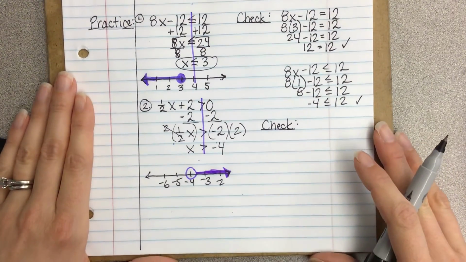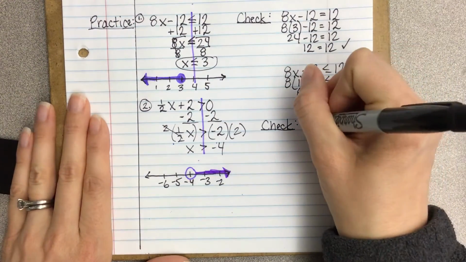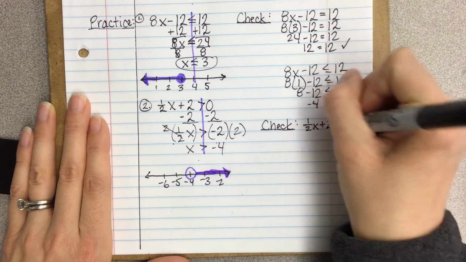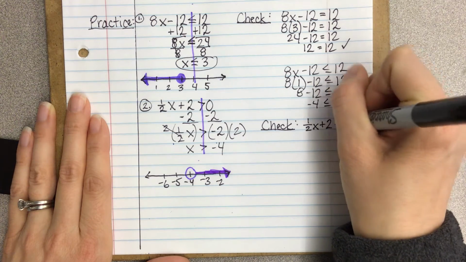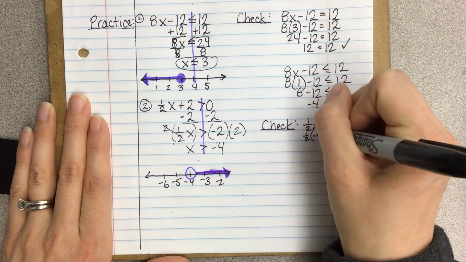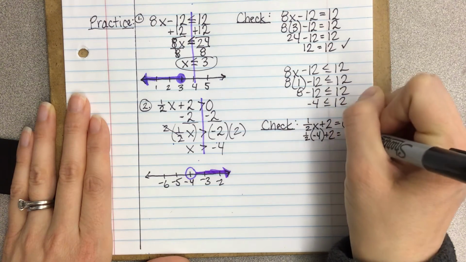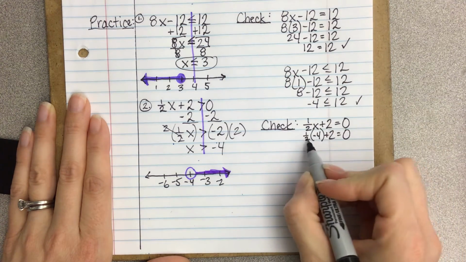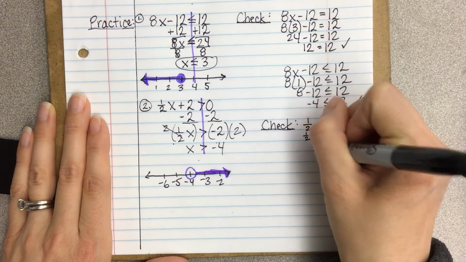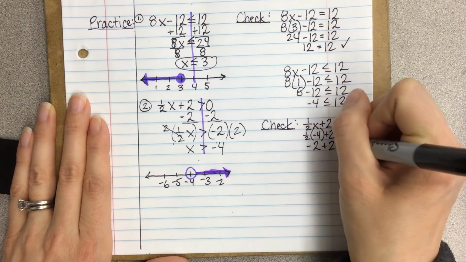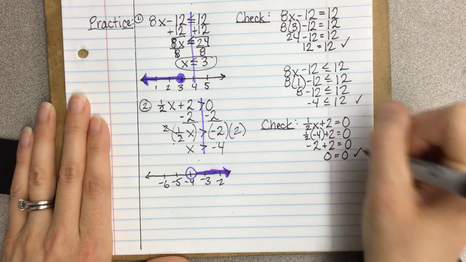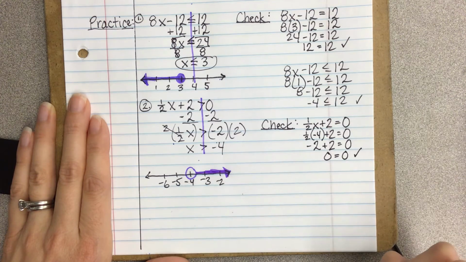I'm going to scoot this up just a little bit. All right, so first of all, I'm going to check to make sure that negative 4 was the correct circle point. So I'm going to plug in negative 4 here. A positive times a negative is a negative, and a half of 4 is 2. So this will be negative 2. Negative 2 plus 2 is 0. So I know that that circle is on the correct point.